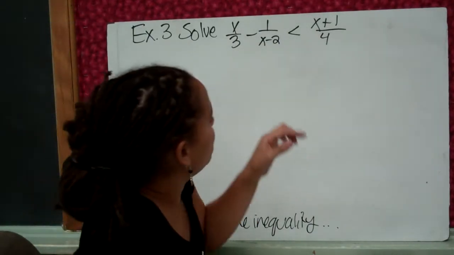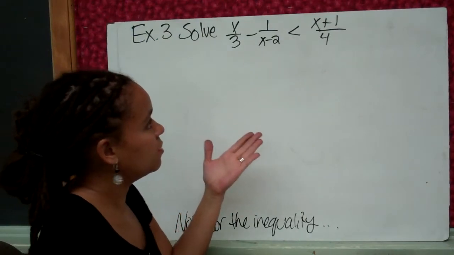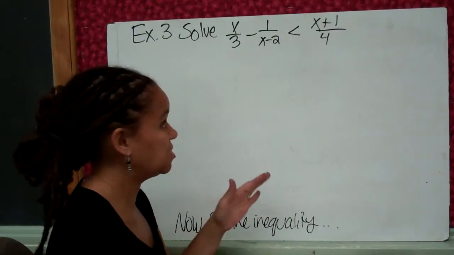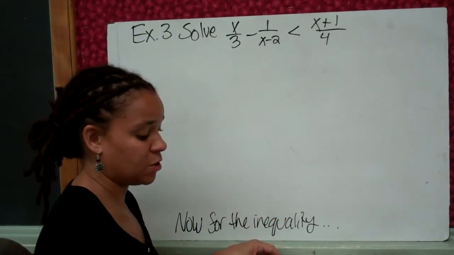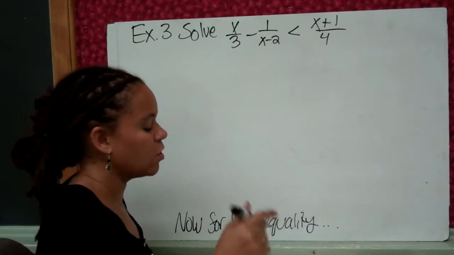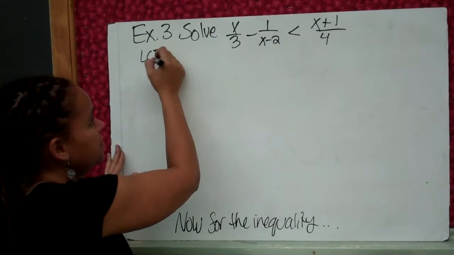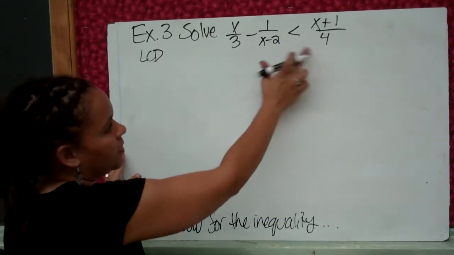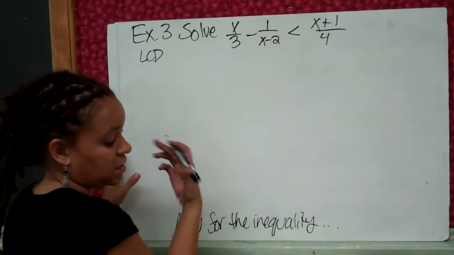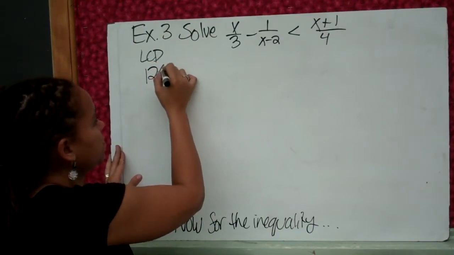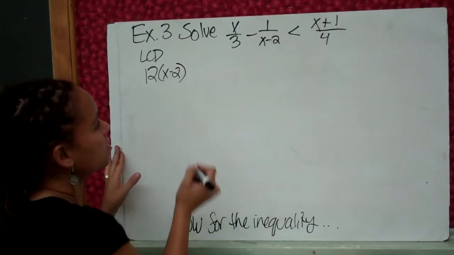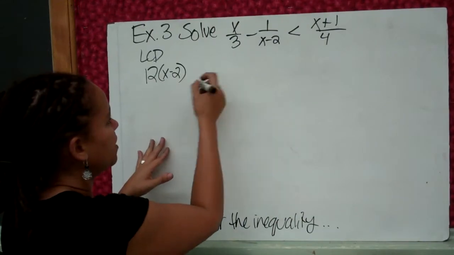All right, let's solve this inequality. When we're solving the inequality, we do the same thing just like we did before for the equation until we get to the end. So treat it just like an equation right away. Let's start with finding the LCD. We know the LCD between 3 and 4 is going to be 12. And we also need x minus 2. So we're going to multiply everything by 12(x minus 2).